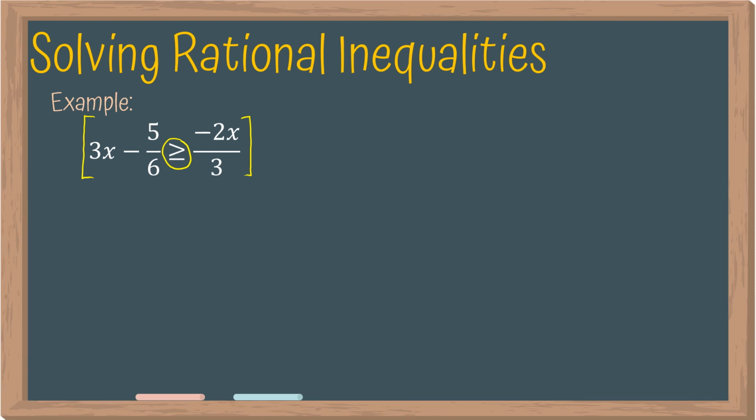Sa example natin, ang denominators natin are 6 and 3. So, it gives us an LCD of 6. So, multiply natin si 6 sa bawat term. That is 6 times 3x minus 6 times 5 over 6. And then copy the inequality symbol. And then 6 times negative 2x over 3.